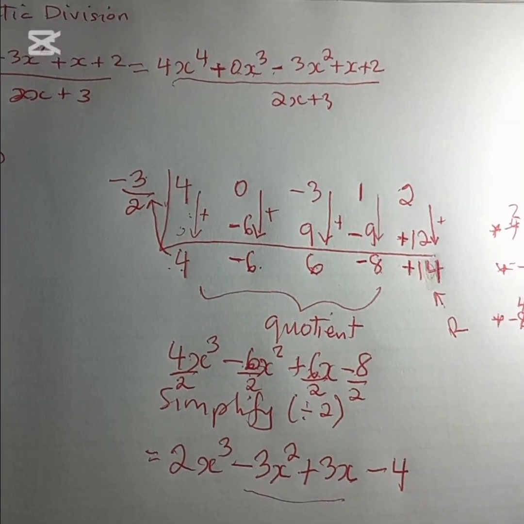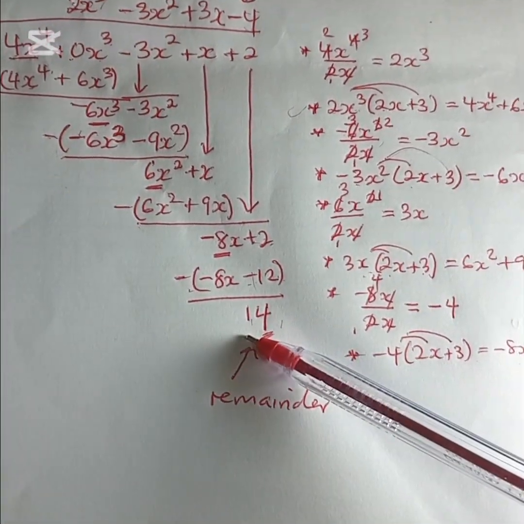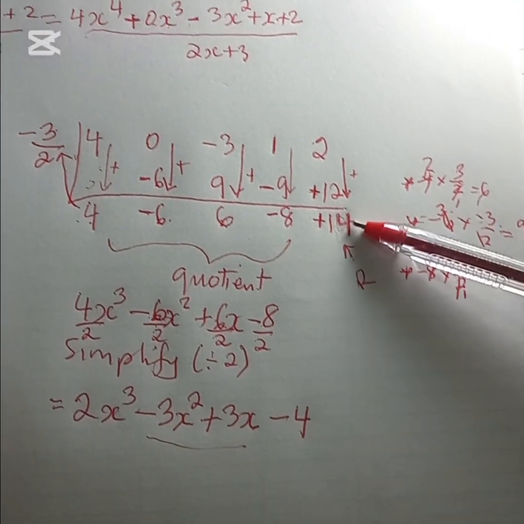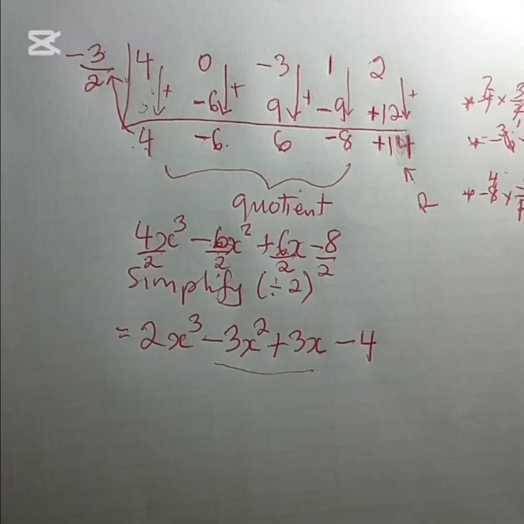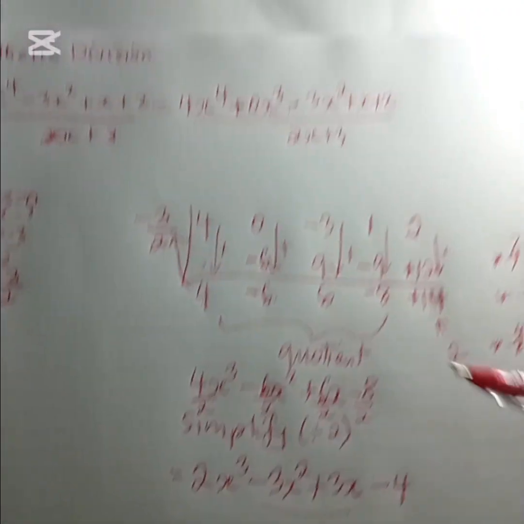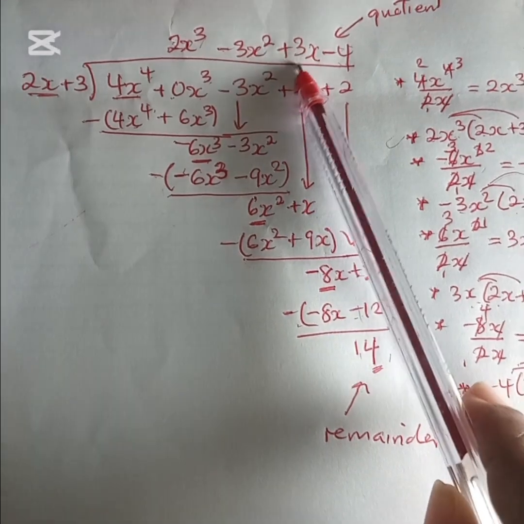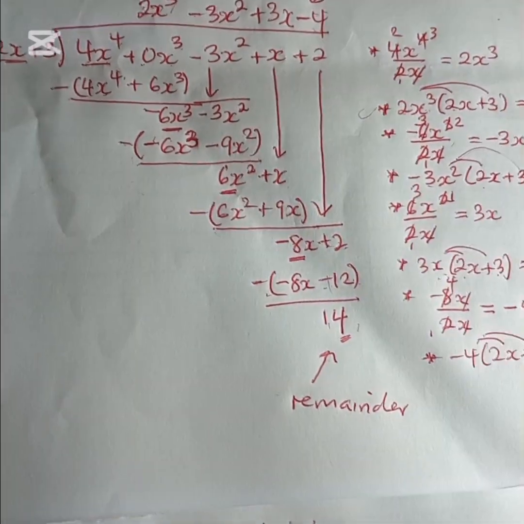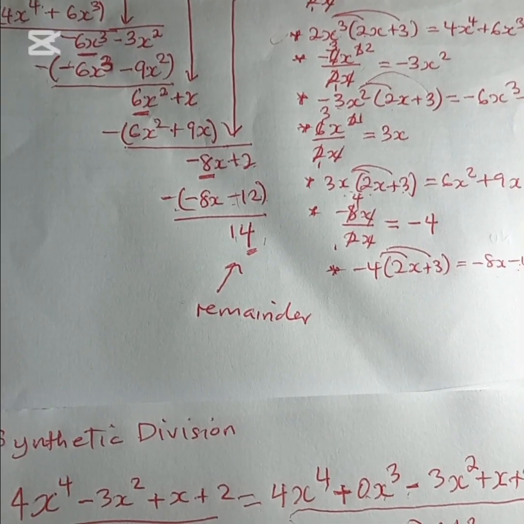Okay, so let's check with the long division method. For the long division method, our remainder is 14. Synthetic method, our remainder is also 14. Our quotient is 2x cubed minus 3x squared plus 3x minus 4. The long division, 2x cubed minus 3x squared plus 3x minus 4. Okay, so we are good, and that's it for this video.